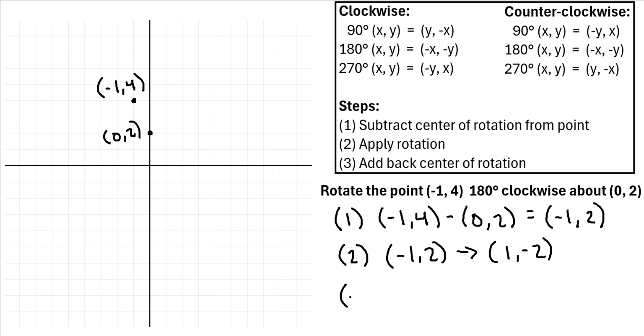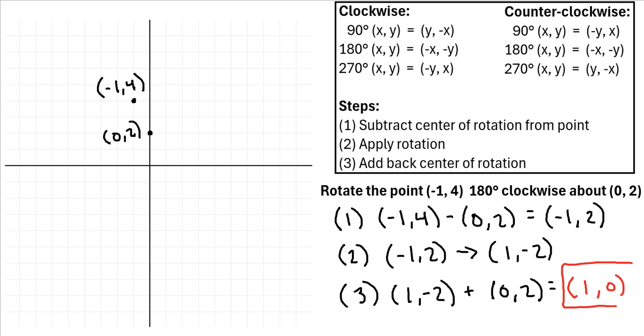And the very last step is add back the center of rotation. So we're at the point 1, -2, and we need to add back the center of rotation, which is 0, 2. So we'll say +0, 2. So our final answer is 1 plus 0, that's just 1, and -2 plus a +2, that's 0. So our final answer is 1, 0.